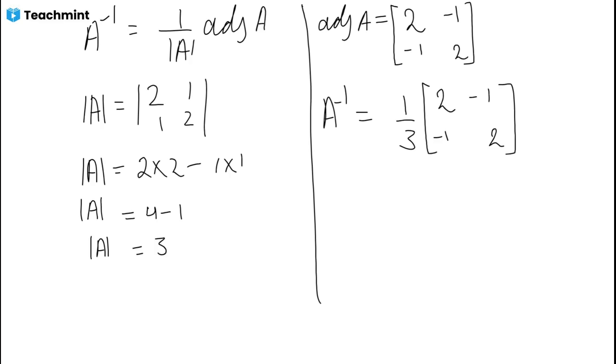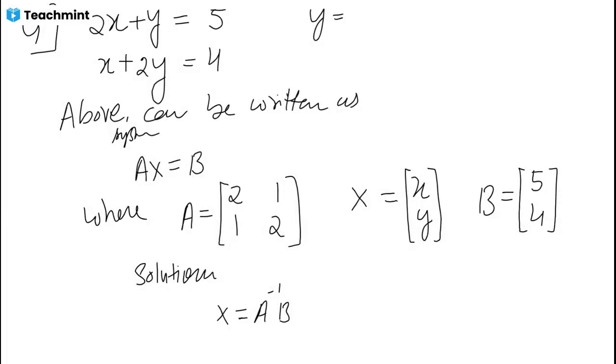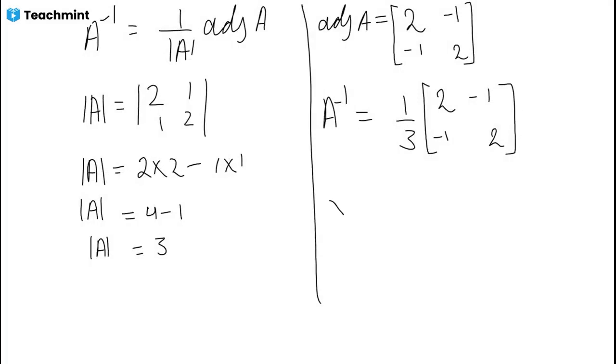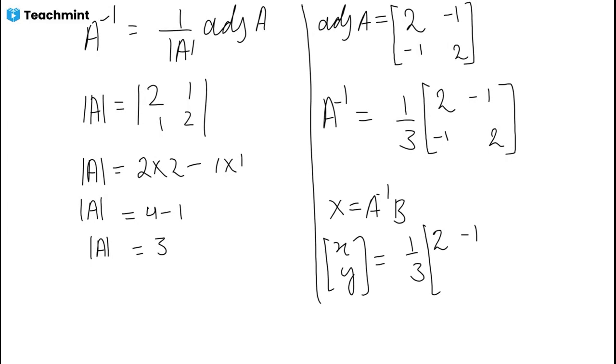So now we need to find the solution. We need to multiply A inverse into B. So X is equal to A inverse into B. X has elements x and y. A inverse is 1 by 3 into 2, minus 1, 2, and just multiply with B, and B has elements 5 and 4. So now just multiply. Let us do it on the next page.